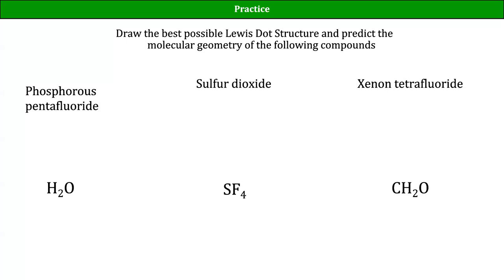So sulfur's got six valence electrons, and then we have four fluorines that each have seven valence electrons, so 28, for a total of 34 valence electrons. Out of sulfur and fluorine, what's least electronegative? So what goes in the middle? Sulfur. Put your fluorines around it.